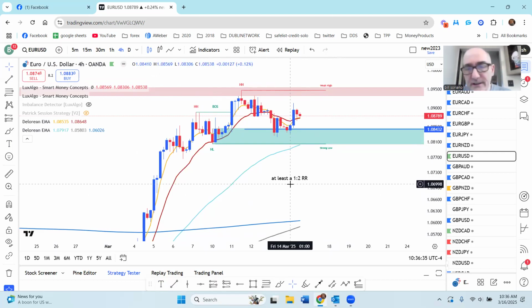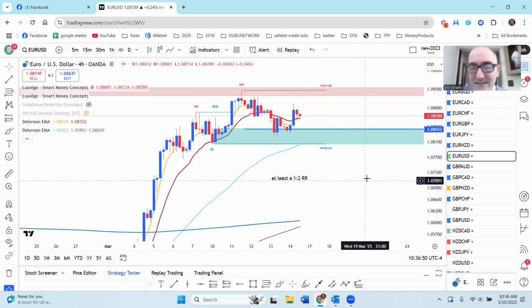So we're risking 1% to get 2%. Now, if you only risk 0.5% of your account, that's fine. Then you risk 0.5% to get 1%. But you have to have at least a 1 to 2. If you can't get a 1 to 2, then you don't want to take the trade. And I'll show you how you're going to determine that in this video.